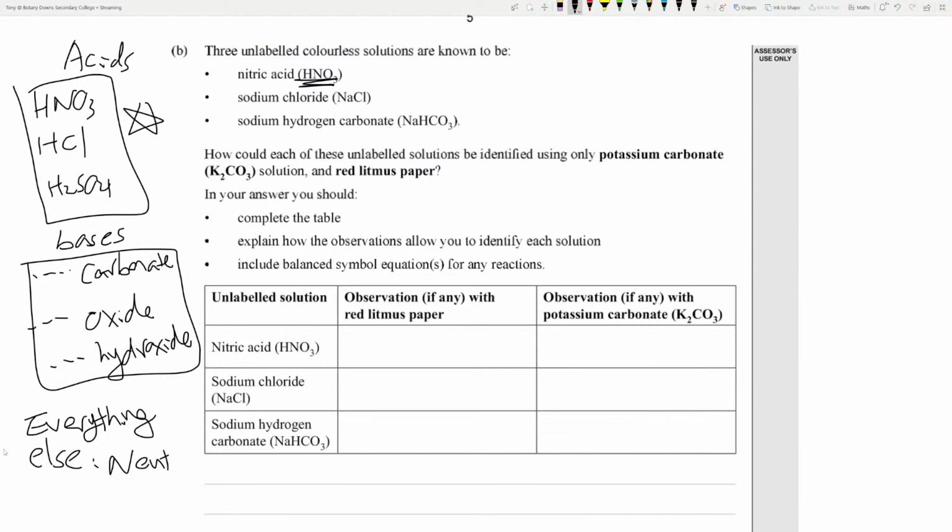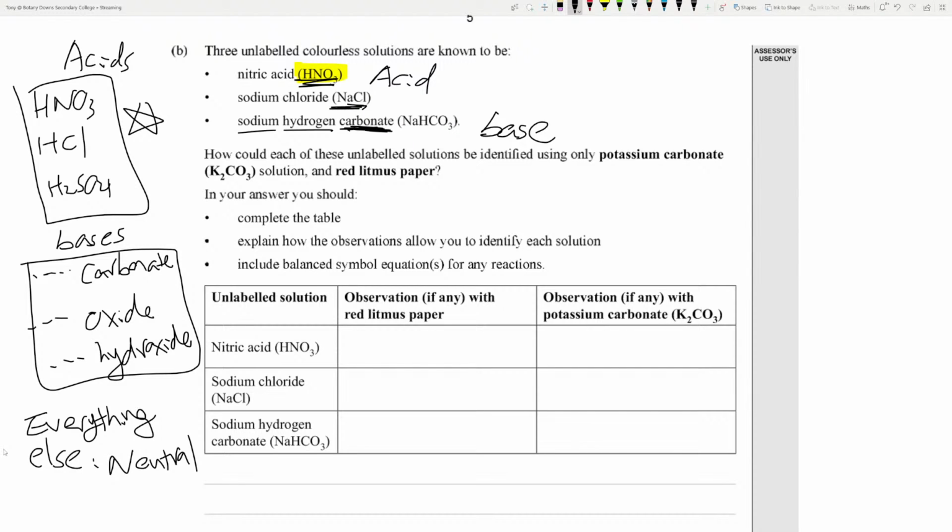So if you remember this, then this particular question shouldn't be too hard, because when we look at this, you can see the HNO3 right here. So this is the acid, and then you can see this thing here. So this is something carbonate, so sodium hydrogen carbonate. This is a base. Can you see this is NaCl? Can you see it doesn't fit into any of them?